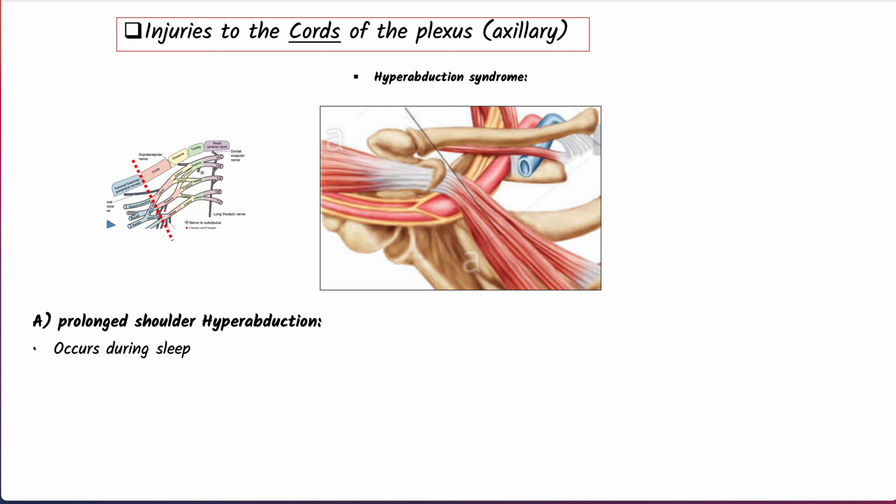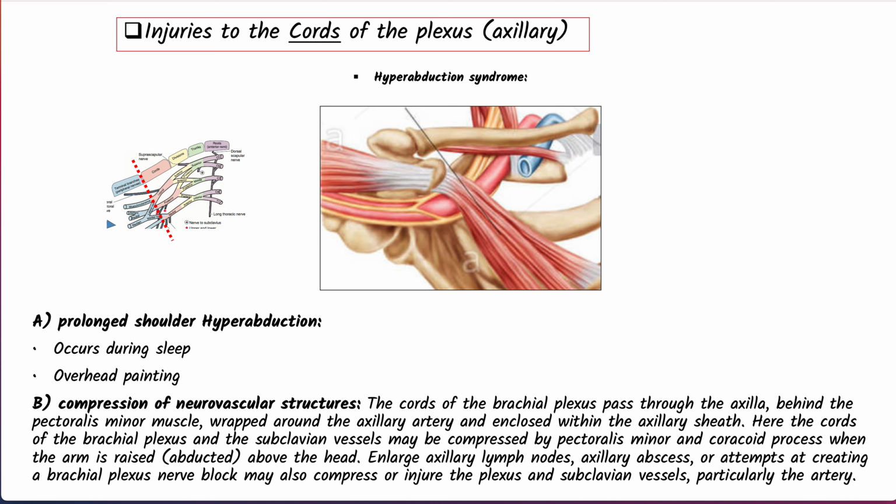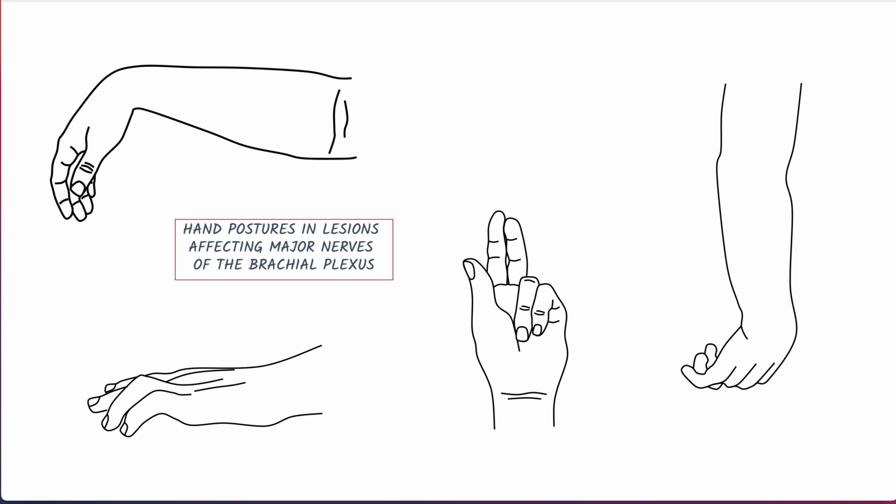Or let's say you start painting the roof of your room, and it's not your normal job. When you're painting the roof, your hand will be hyperabducted, and there will be compression of the neurovascular structures. You can see that they are compressed because of the hyperabduction. It's above your shoulder, and if it stays for a longer period, people might be affected. So this is all about the regional injuries, and the remaining part will be about the peripheral nerve injuries that we'll be talking about, inshallah, during our clinical anatomy session.